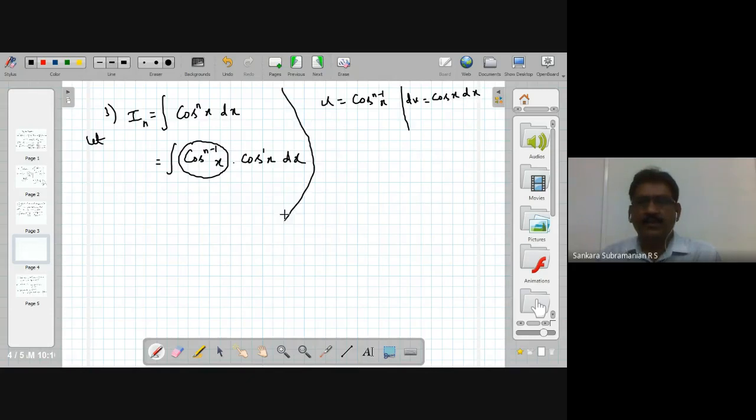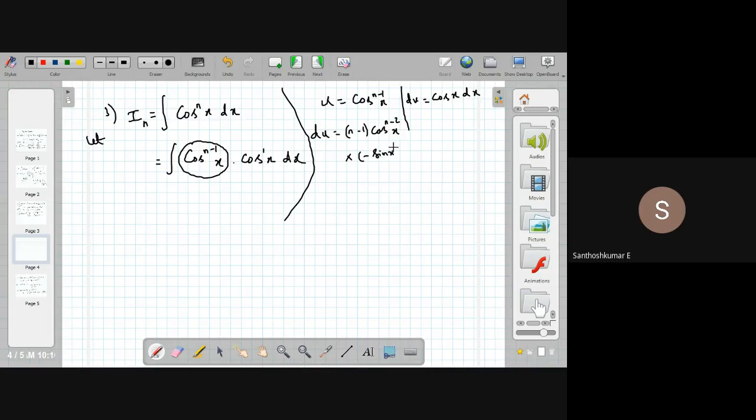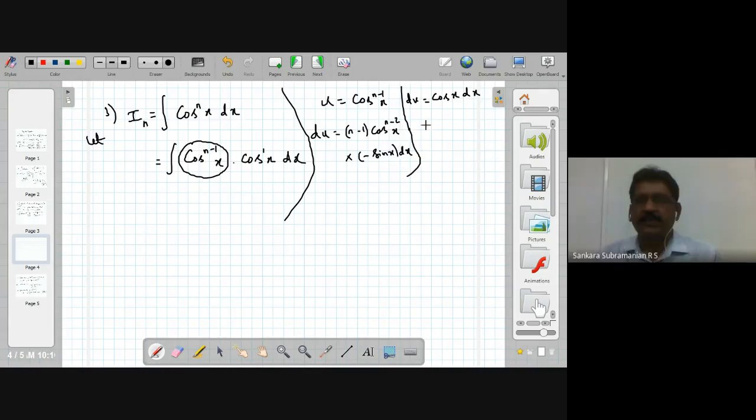So we want uv minus integral v du. So we want the derivative du. This is equal to n minus 1 cos to the power n minus 2 x into the differentiation of cos x. What is the differentiation of cos x? Minus sin x dx. And if you integrate dv, you get v equal to the integral of cos x dx, which is sin x. So the formula is uv minus integral v du. This is the formula, integration by parts.